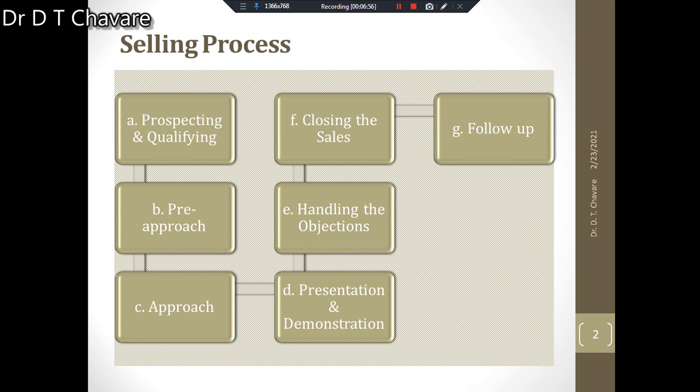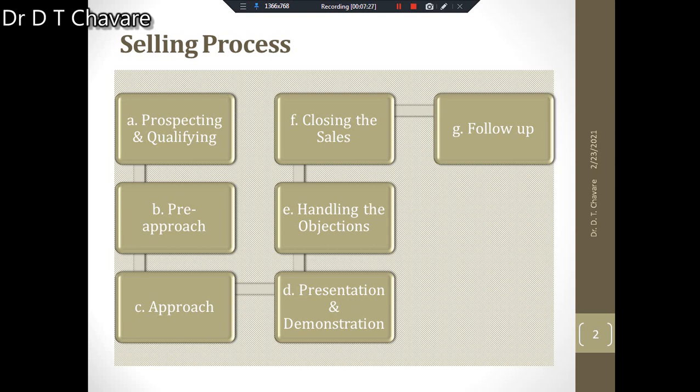First step is there. What is it? Prospecting and qualifying. Prospecting is the first step. Try to understand. Prospecting is the first step in the selling process. Prospecting is the process of identifying prospective buyers who have the need, willingness, ability, and authority to pay for the products and buy them.